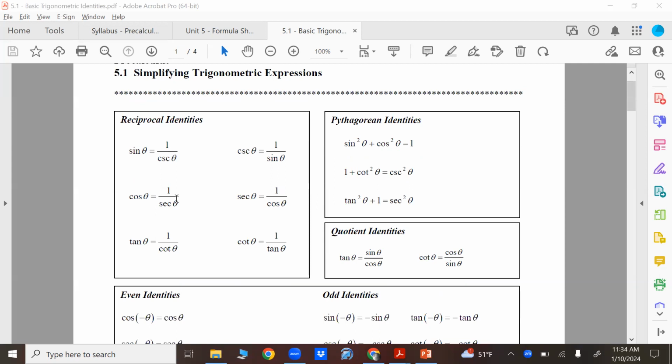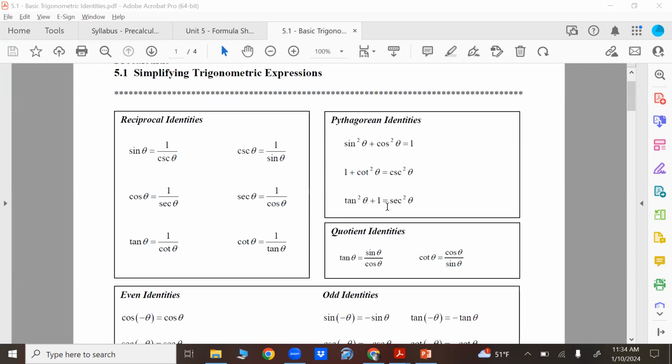Reciprocal trig identities. Did you guys cover this? Cosecant, secant, cotangent. Does that seem familiar? Yeah, really simple. Cosecant is 1 over sine. Secant is 1 over cosine. Cotangent is 1 over tangent. Why does cosecant not go with cosine? I don't know, I'm not sure. Why does secant go with cosine? I don't know, but we just go with it.